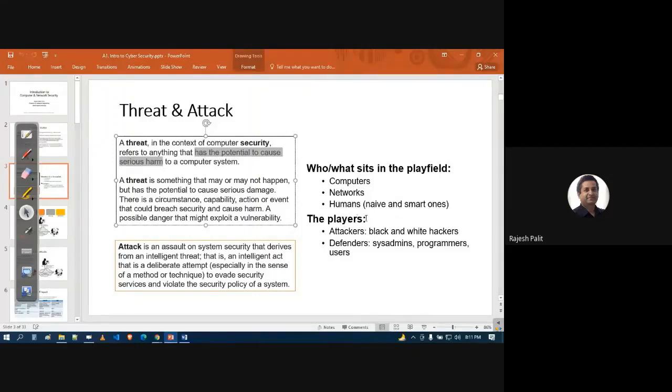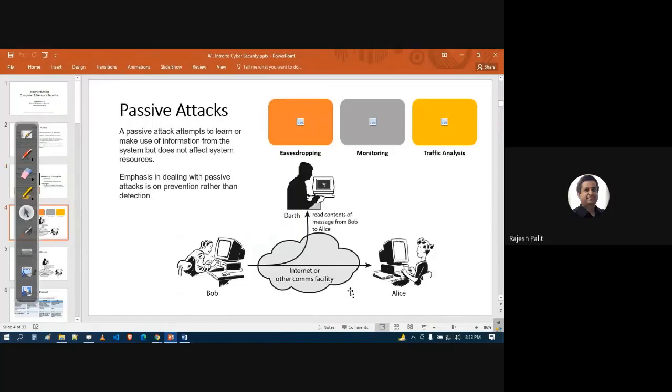And the players are the attackers. There are black hackers who actually cause harm, and white hackers without any particular intention. And the defenders are those who try to protect the system: system administrators, programmers, application programmers, and the smart users basically. The smart users take measures to protect systems. Please stop me if you have any questions, and I will try to answer or discuss further.